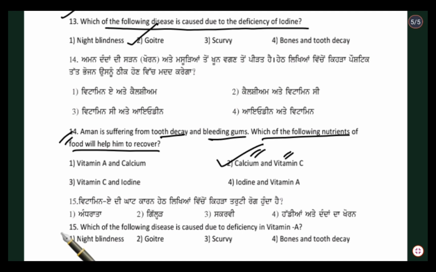Question number 15. Which of the following diseases is caused due to deficiency of vitamin A? So vitamin A deficiency can lead to night blindness. So the correct answer is night blindness, where the poor vision in dim light means a person cannot see properly in a dim light. Okay.